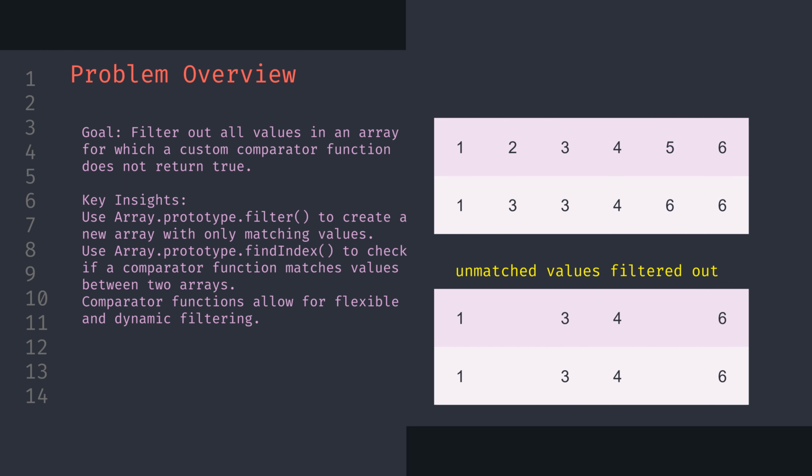The task is to filter out values from the first array that do not match any value in the second array, as determined by a custom comparator function. This technique is useful for handling complex filtering scenarios.